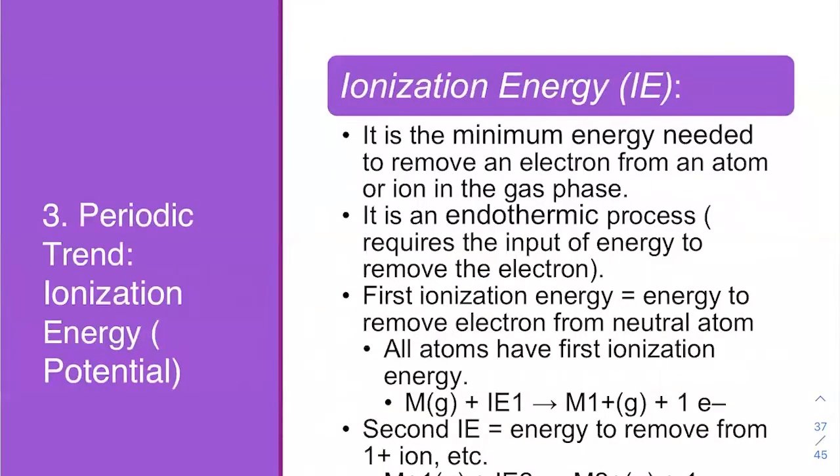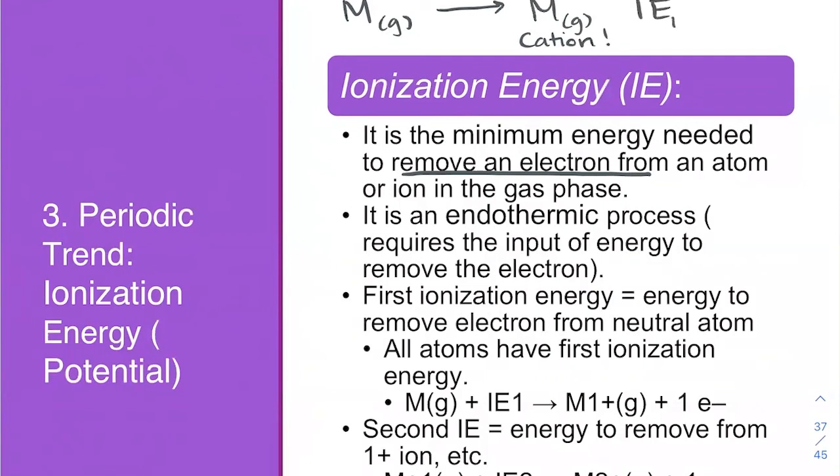Periodic trend number 3, ionization energy. This is a potential energy. This is looking at the minimum energy needed to remove an electron from an atom or ion in the gas phase. Notice how it's specific to removing an electron. So I'll rewrite this reaction. Some sort of atom in the gas phase going to become a cation, specifically a cation. This is what we call ionization energy.